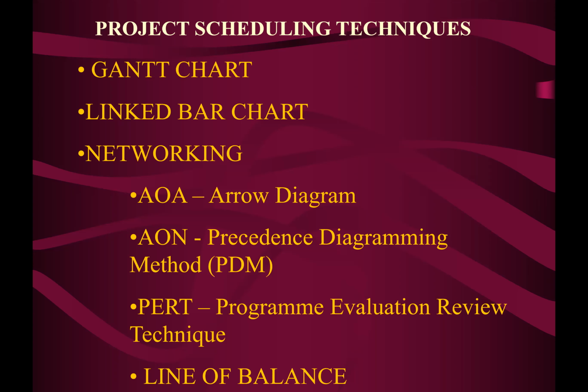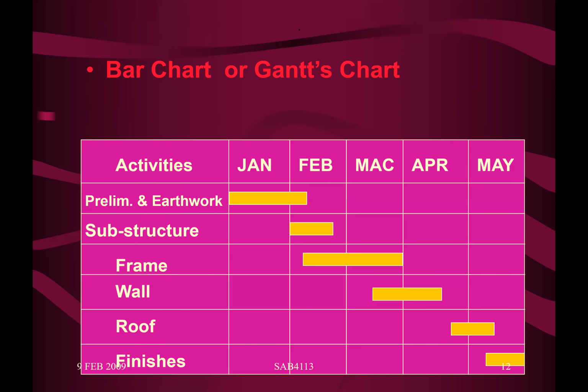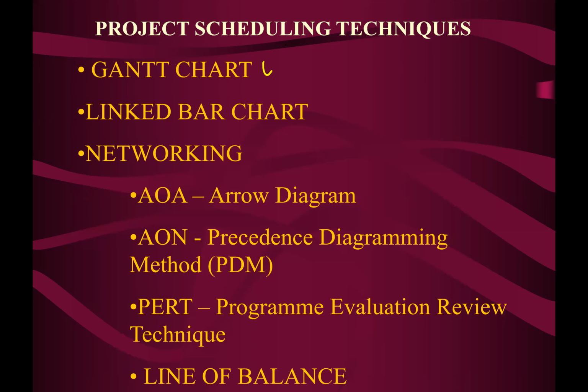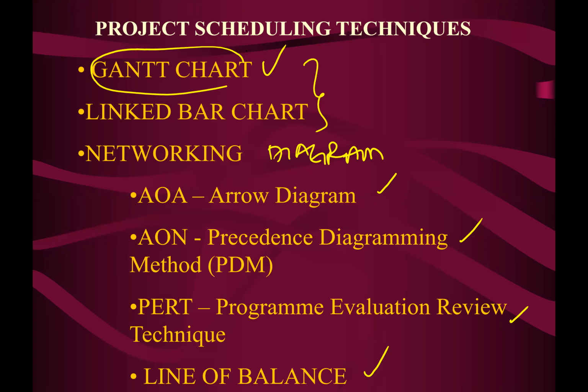The one that you should be well-versed at by the end of the class, for instance, is to understand how to draw the Gantt chart. And then these two are basically related. And then what could be the network diagram? Arrow diagram, AON precedence diagram, and then PERT and line of balance. But in our class, our focus is the bar chart, AOA diagram, and this diagram.